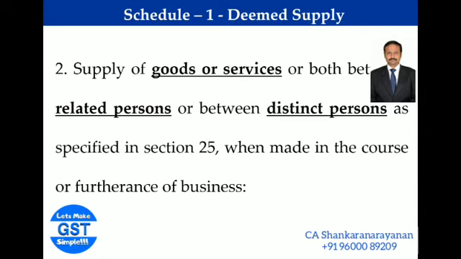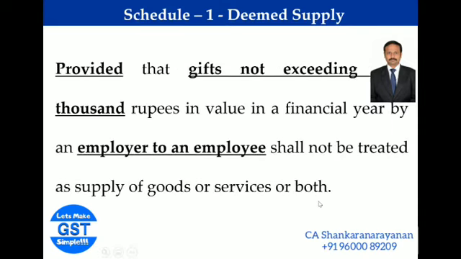It is still not over. It will get further interesting now only. There is a proviso to the second para. The proviso says, provided that gifts not exceeding 50,000 rupees in value in a financial year by an employer to an employee. I repeat, by an employer to an employee shall not be treated as supply of goods or services or both. So, having said that employer and employer related person, where is it told? Section 15 explanation. So, employer-employee related person.